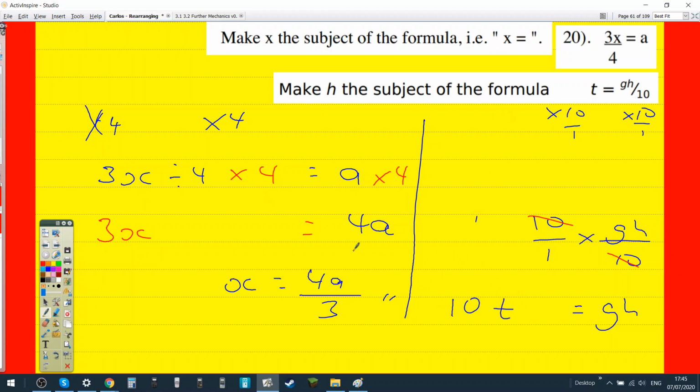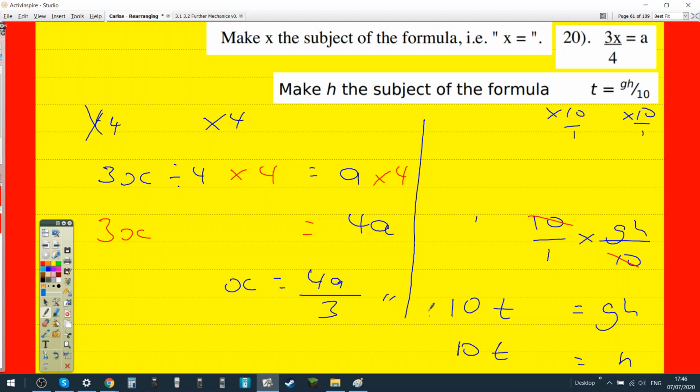We want to make H the subject. So then we need to get rid of G. So do you divide by G? Yeah. And so what is your final answer? So your answer is H equals 10T.